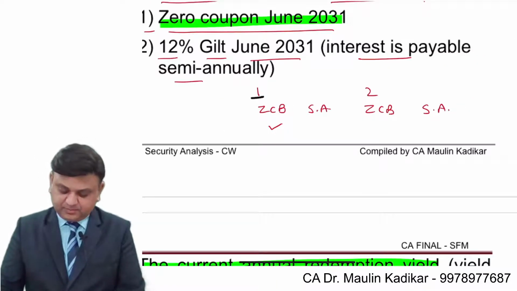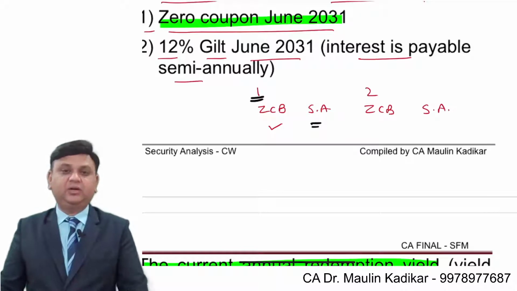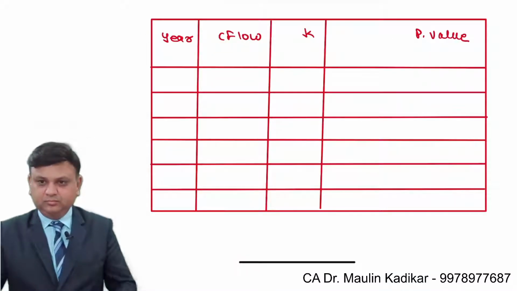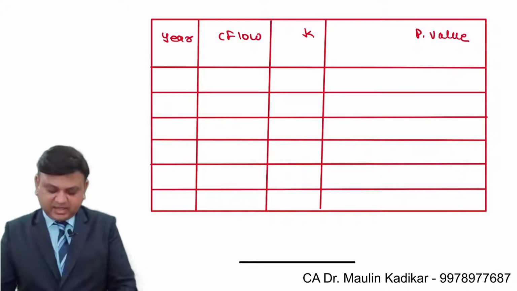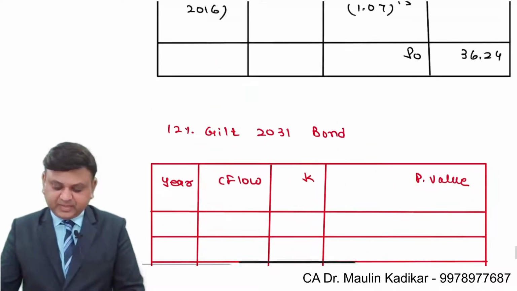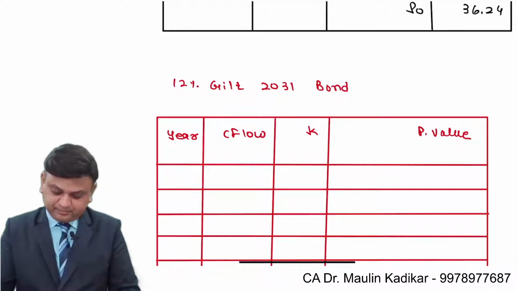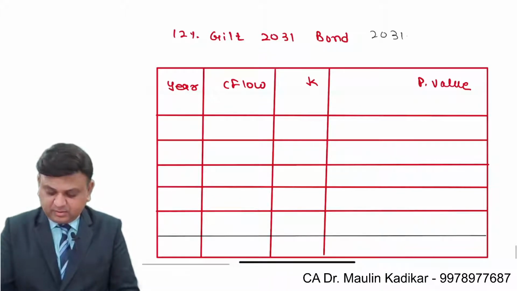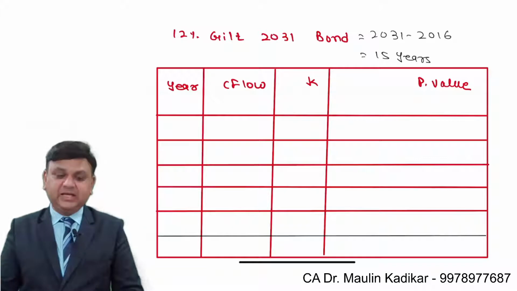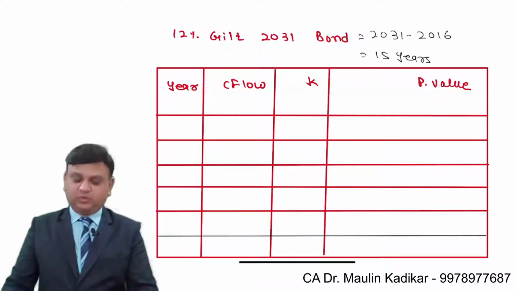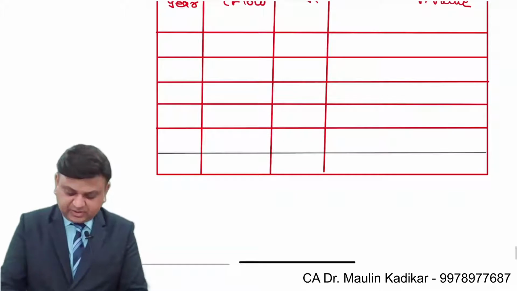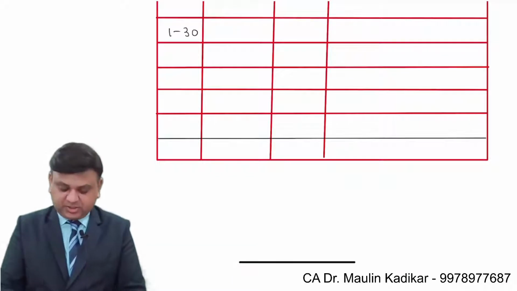In that first question, for semi-annual, try to do the answer on your own. Let us see how to make the calculation. It is again the 12% Gilt bond. In that, it is 2031 minus 2016. So it comes to 15 years. So for 15 years, every year you are going to receive interest 2 times. So in case of the number of years, we will take 1 to 30. And in the last year, you will take the 30th year.